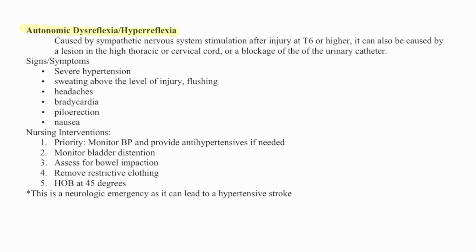Let's talk about autonomic dysreflexia or hyperreflexia. So this is caused by sympathetic nervous system stimulation after either an injury at the T6 or higher, or a lesion in the high thoracic or cervical cord, or a blockage of the urinary catheter. So signs and symptoms we're going to look for are severe hypertension, sweating above the level of injury or flushing, headaches, bradycardia, piloerection, nausea.